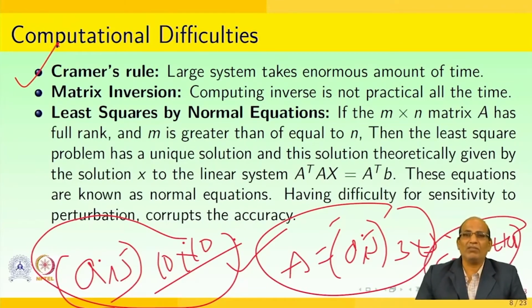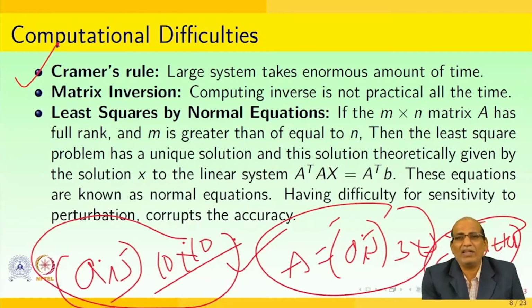So it becomes very cumbersome to use these cofactors, and it is very difficult. If the matrix is large, it becomes very difficult for me to find the matrix. So obviously the third one is least squares by normal equations. All of you know very well that in the normal equations, we do a setup to find least squares approximations.